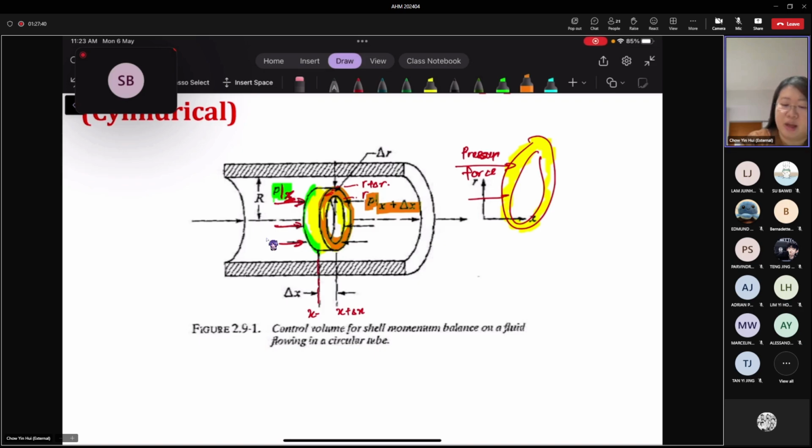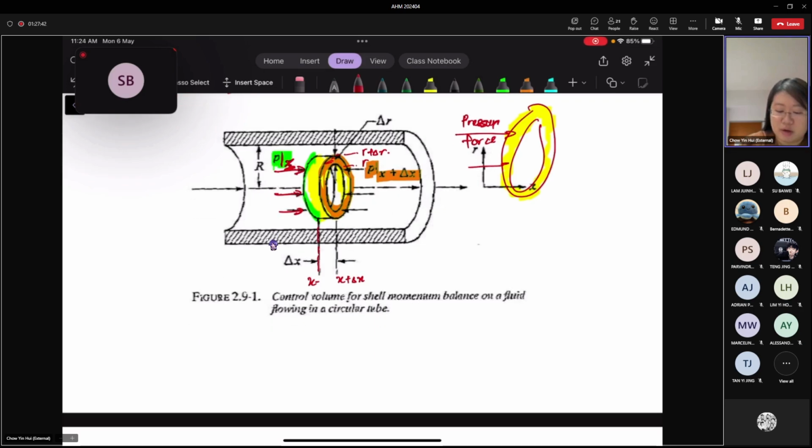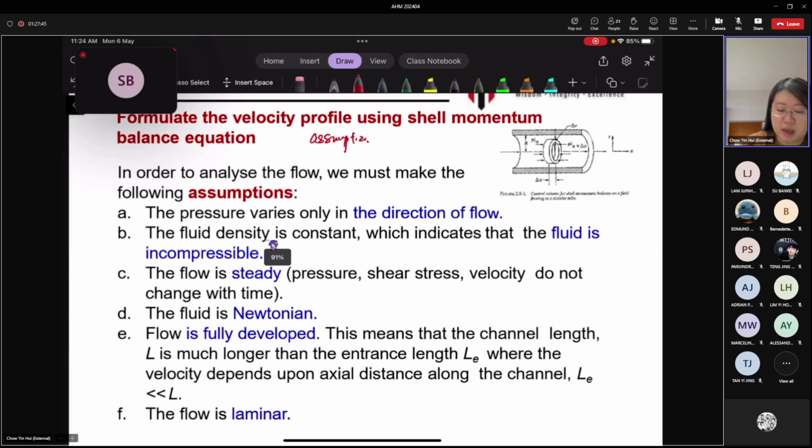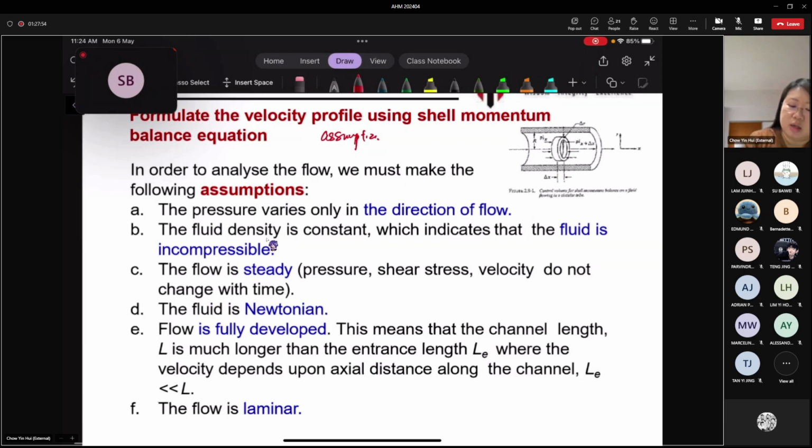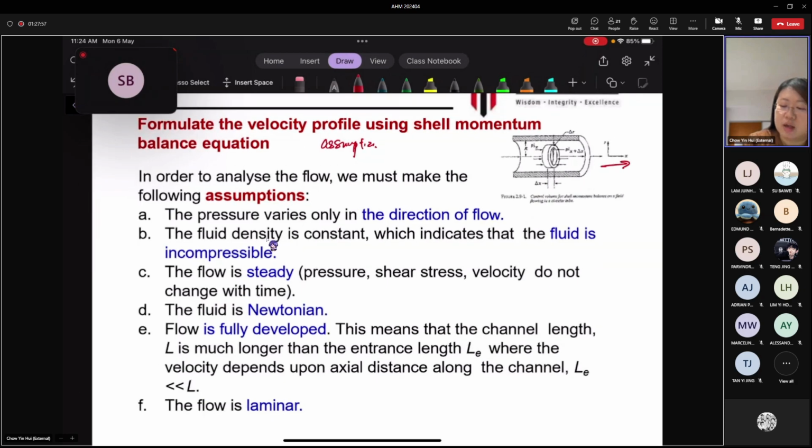Now, let's look at some of the assumptions. There are a few assumptions that we will make when we are going to formulate the velocity profile. First one is related to the direction of flow. If the fluid flows in the x direction, which means the pressure also varies in that direction of flow. So here pressure varies in the x direction, for the case that we are discussing now.